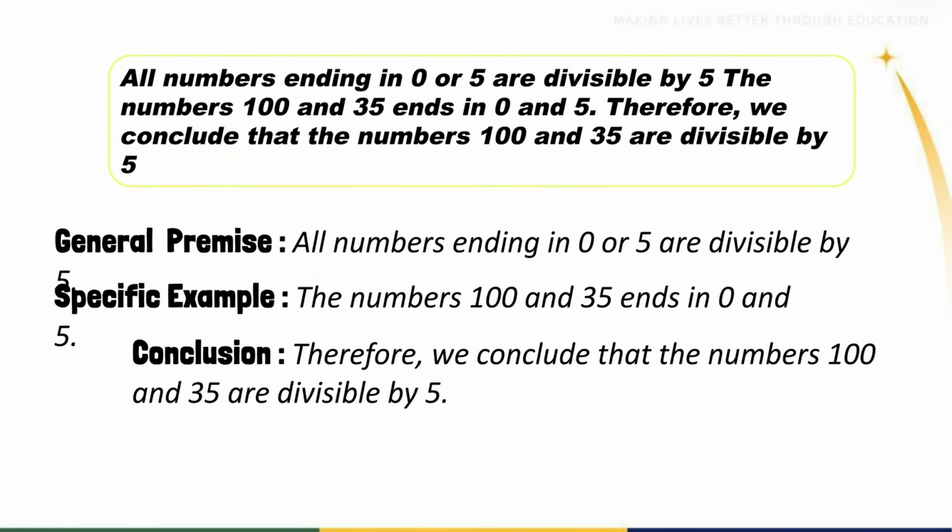Another example. Our general rule is all numbers ending in 0 or 5 are divisible by 5. Now, let's look at our specific numbers. 135. Both numbers end in either 0 or 5. So, based on our general rule, we can conclude 135 are divisible by 5. Notice the direction again. We started with a general rule. Then, we applied that rule to specific numbers. Therefore, this is deductive reasoning. Again, if we're going from general rule to specific, that is deductive reasoning.